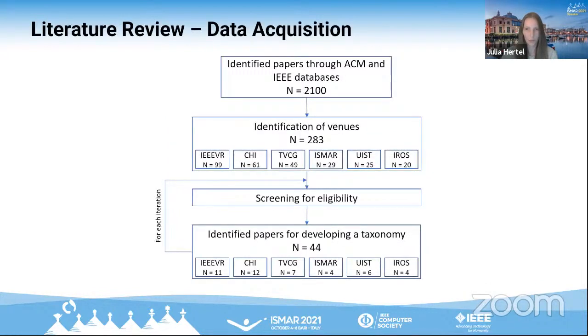For the literature review, we searched for interact and augmented reality or mixed reality in the databases of IEEE and ACM. Initially, we found 2,100 results. To break them down into batches of interaction techniques to include iteratively, we grouped the papers by the venues they were published at. For each iteration, we focused on one venue, screened these papers, extracted the presented interaction techniques, and analyzed them to create and revise our taxonomy. In total, we included 44 papers from 6 venues.